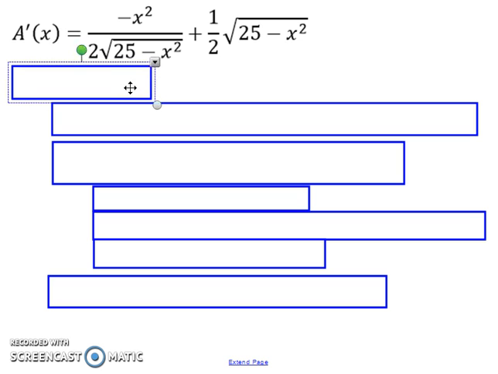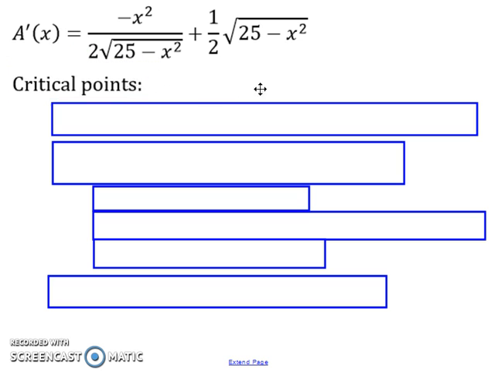Here's our derivative. Now, hopefully you'll remember that critical points occur when the derivative doesn't exist. So maybe look at this and think about where it wouldn't exist. I can't divide by 0. I also can't take the square root of a negative.